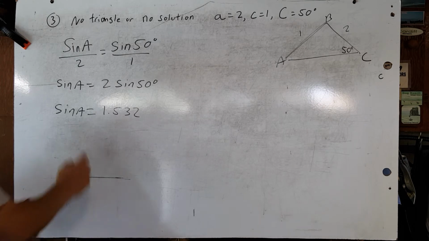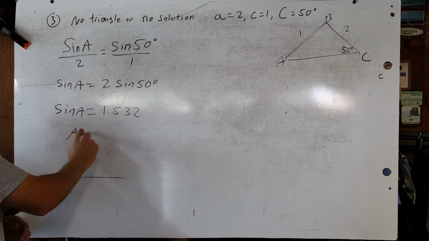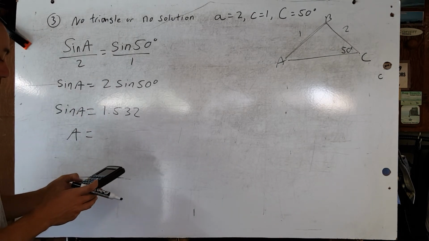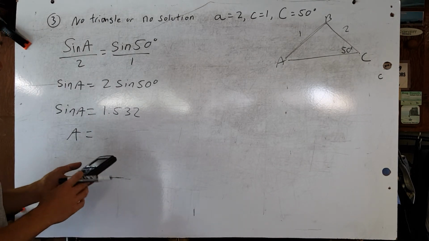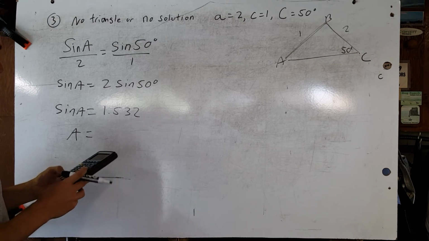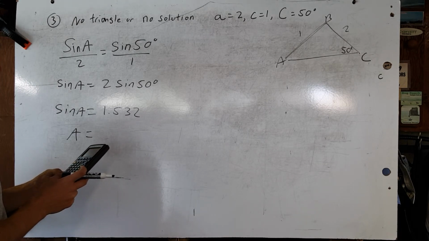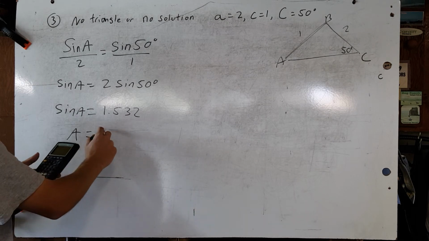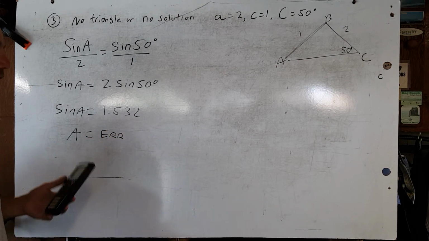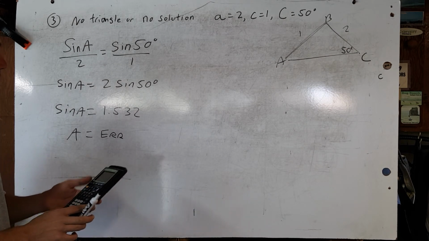But just in case it doesn't, because maybe you're so locked in on the math, you say, okay, I want to know what A is. Go inverse sine of the answer, inverse sine of 1.532, and you get error, and you start freaking out, oh, something's wrong, I did something wrong, the calculator's broken.